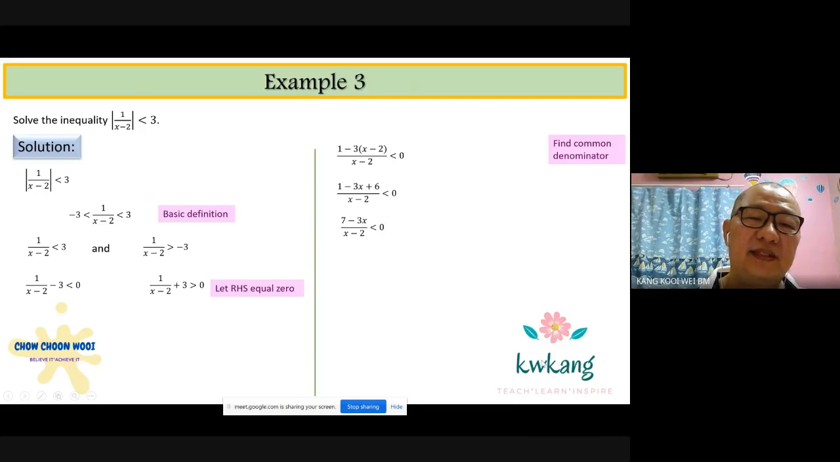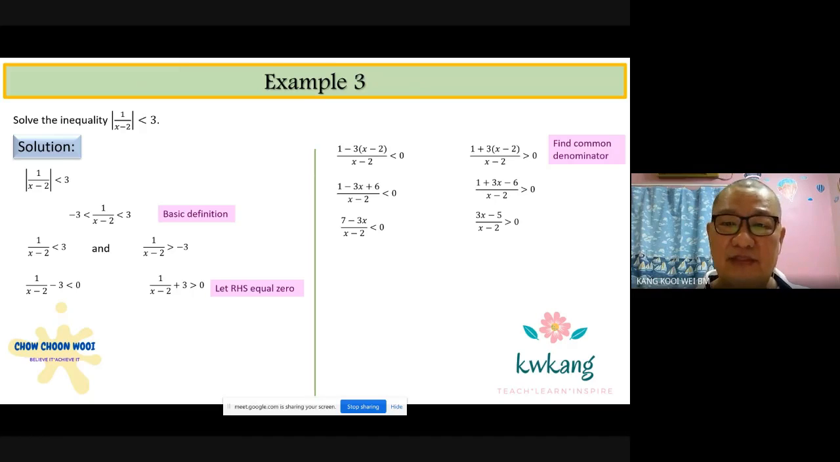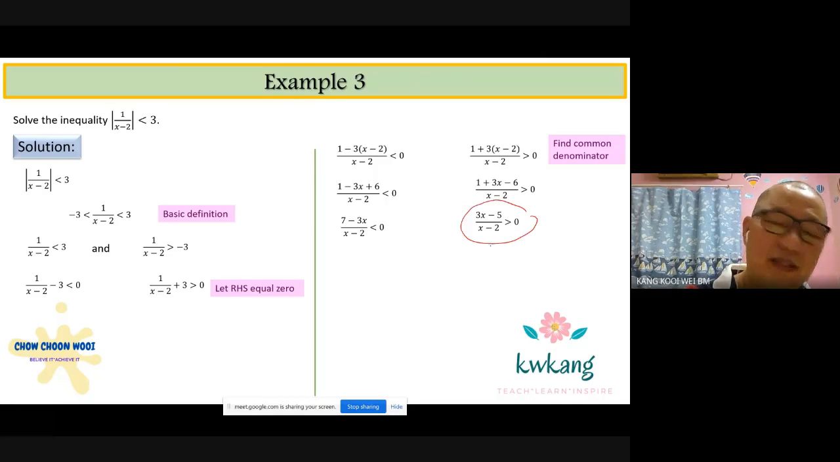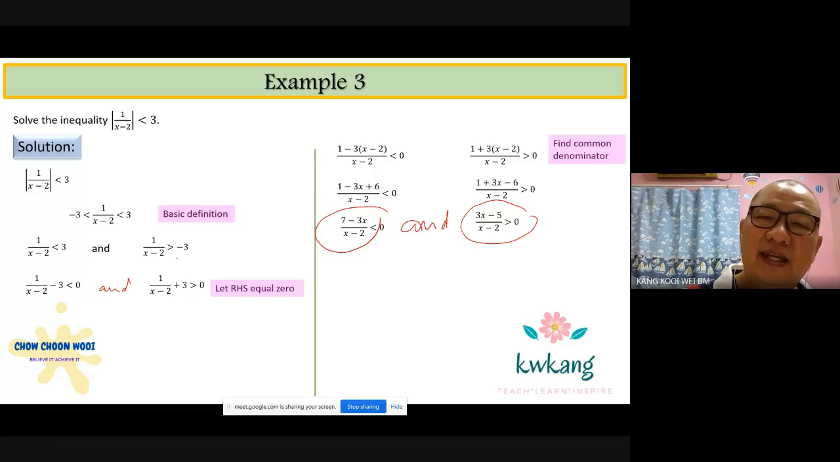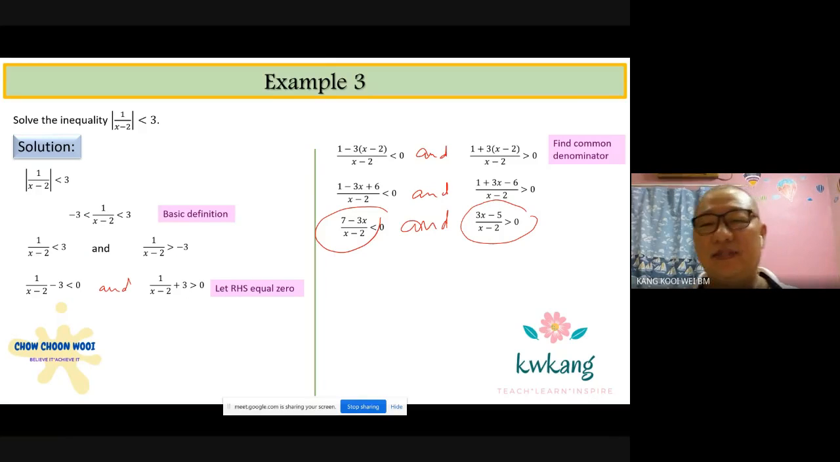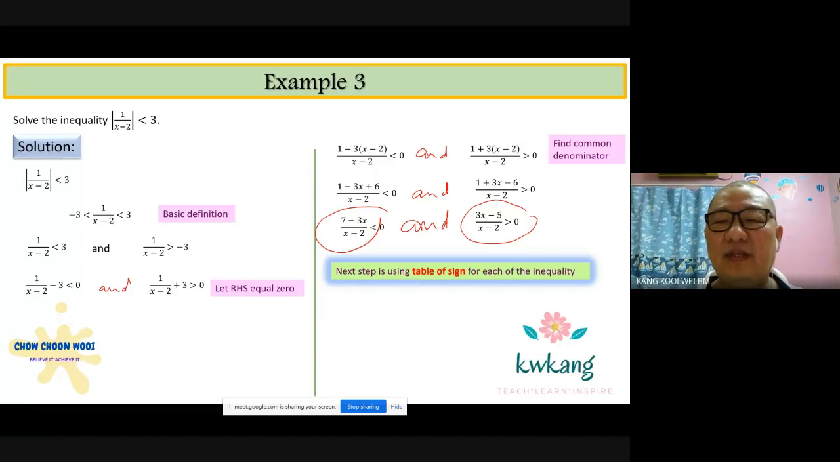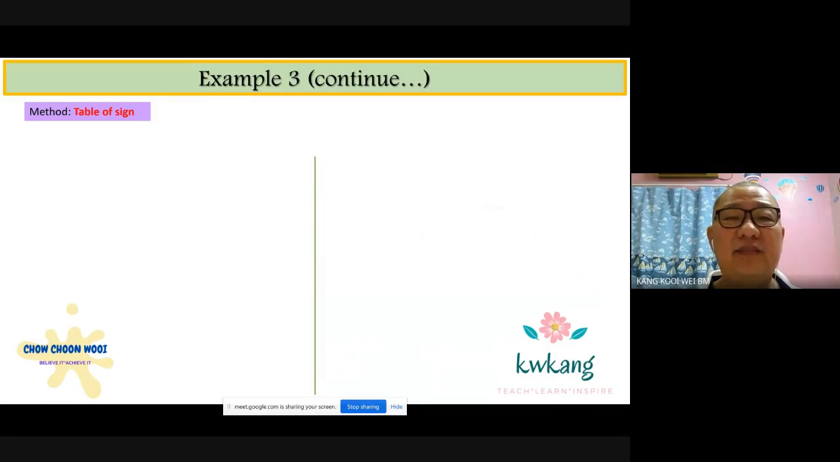Kita tengok yang the next one. So, there's this one. Okay, as usual, right hand side, make it 0. Then we find the common denominator. Then we need to simplify until we get the simplest form of the inequalities. Sama juga. So, lepas ini, kita buat apa? Table of sign as well, is it? Sebenarnya sini and sini ada N ini, cuma kita tak tulis. Takkan setiap kali kita tulis. Jadi, kita tulislah last kali. Then, after this, next step, we use table of sign for each of the inequality, ya? Kita guna table of sign.